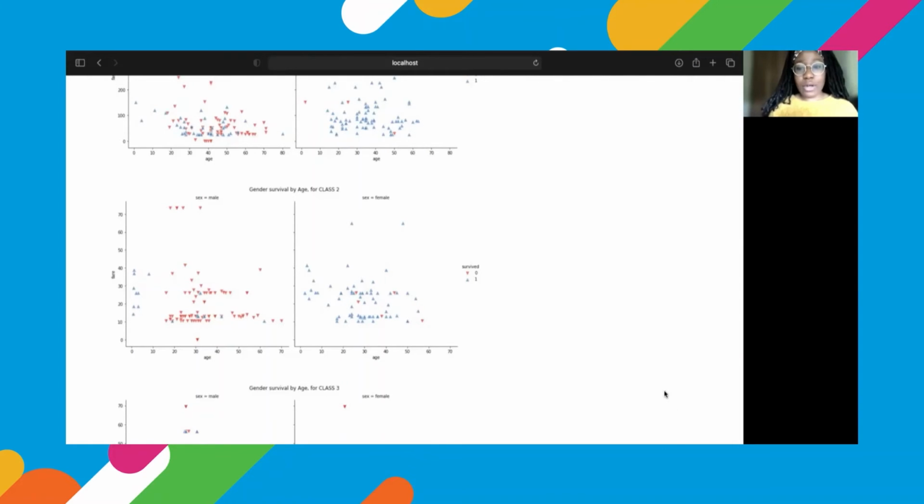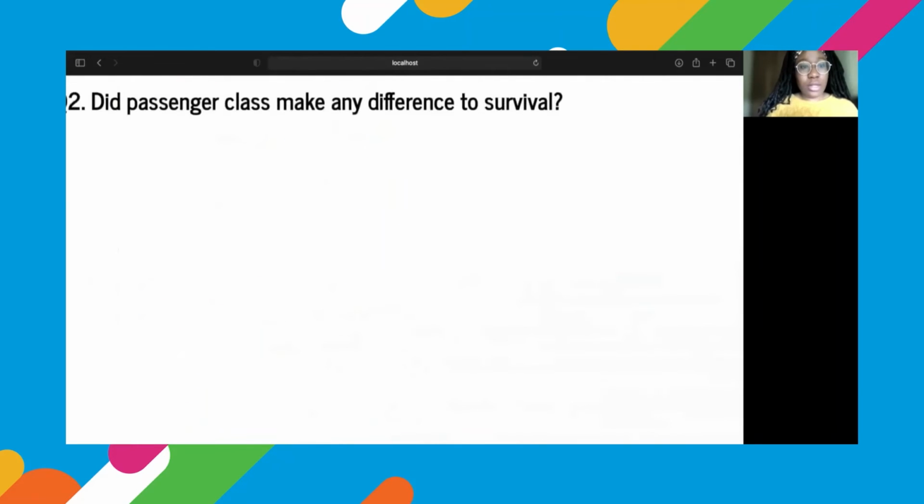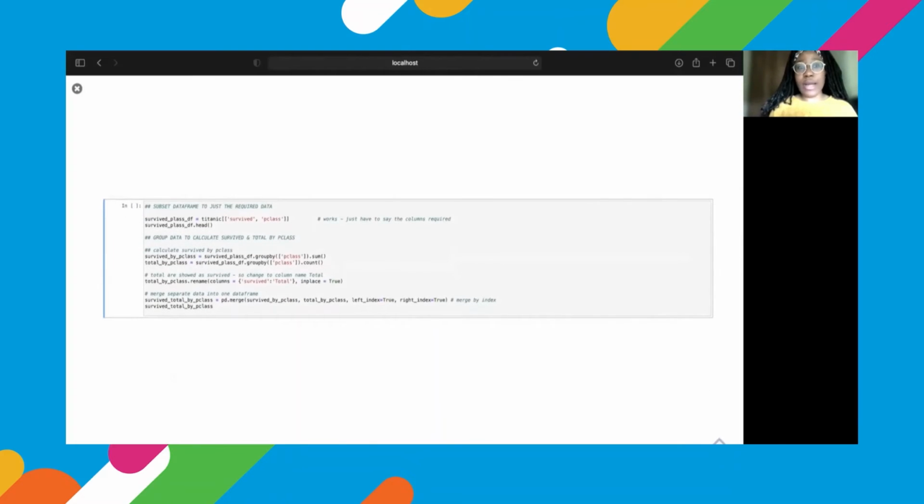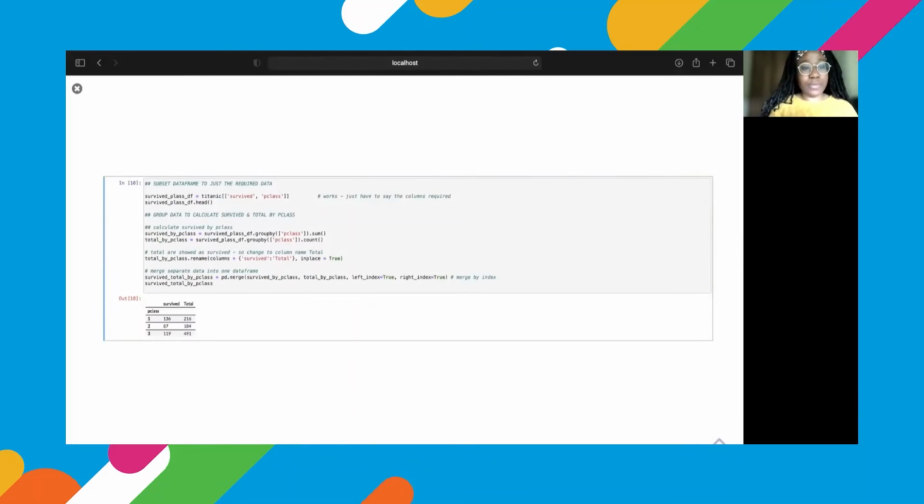Okay, so let's move on. Apologies about the screen issues at the bottom. Now let's move on to our second question. Did passenger class make any difference to survival? Our previous plot said yes, so let's see again in a different way of analyzing the information.